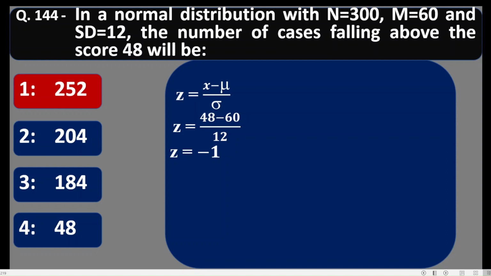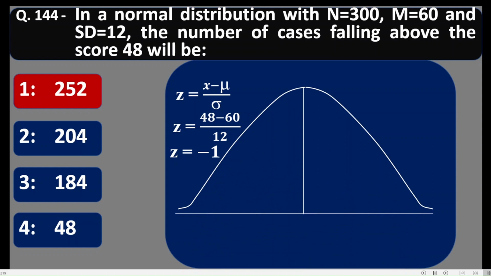Now we see the probability curve. Again, that probability curve is there that we have seen in the previous question. Here z equals minus 1. So again, it will come at the left side of the mean. Here minus 1z is the z value of x equals 48. And in the previous example, we have seen that the area between minus 1z and mean is 0.3413. In terms of percentage, it is 34%.